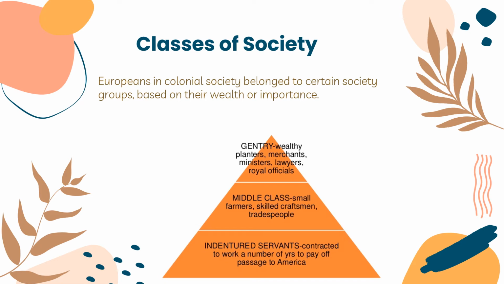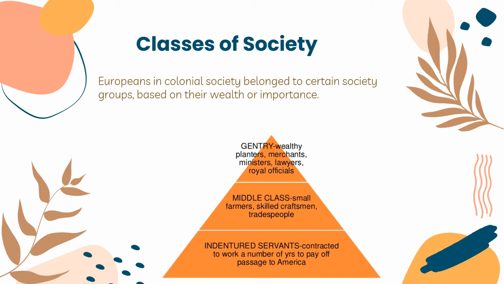Next, we have the middle class. These had the largest number of colonists. These men and women worked in trades such as blacksmithing, silversmithing, and printing. They also worked as lawyers, doctors, or merchants who owned small stores. Most middle-class men were able to vote.